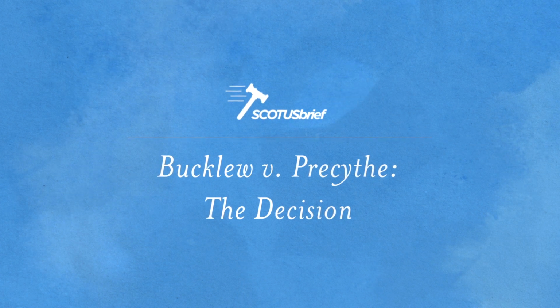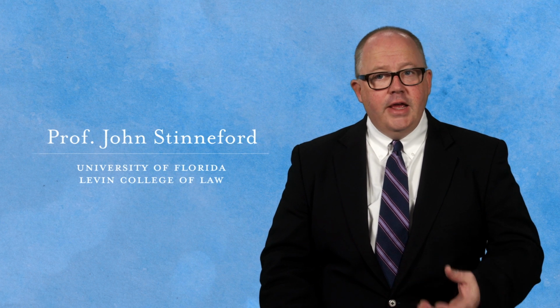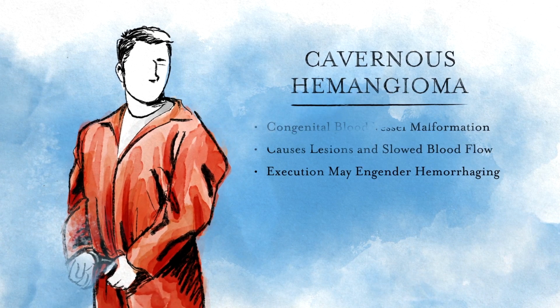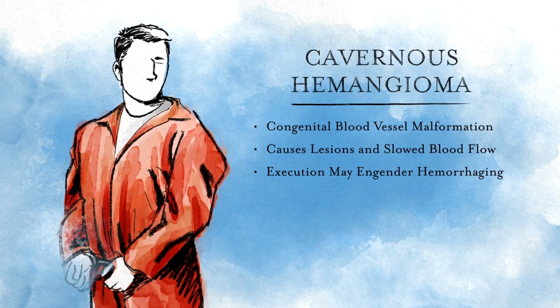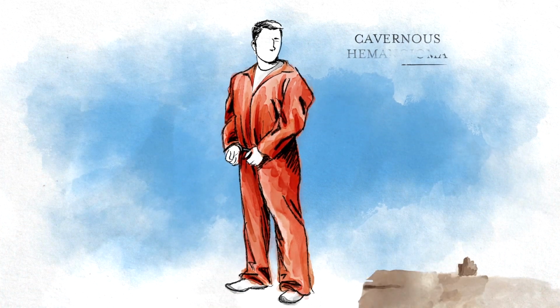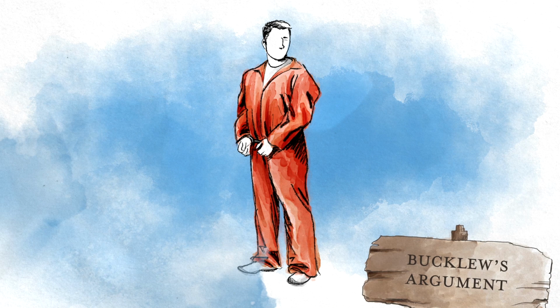Bucklew says that the one-drug lethal injection protocol is cruel and unusual as to him because his medical condition, the condition called cavernous hemangioma, creates risks of suffering resulting from this protocol that don't exist with respect to most other prisoners. Bucklew tried to raise two arguments in this case.